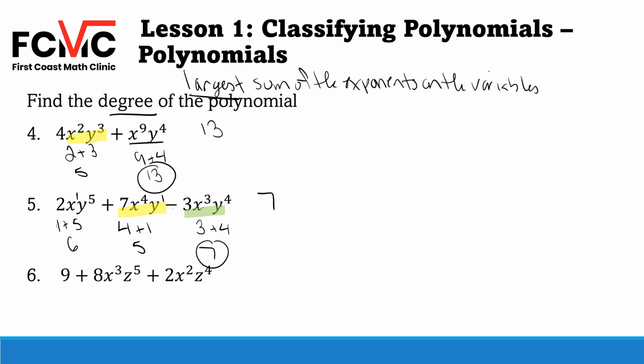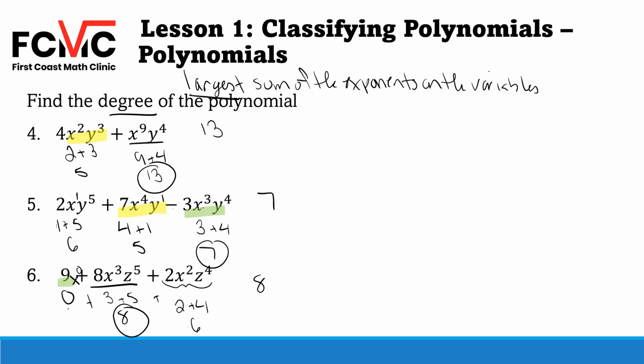And then for number 6, we've got just 9 here, so what would our variable be if I put my variable in? That's just going to be x to the 0 power. For the next set, 8x to the 3rd, z to the 5th, so it's going to be 3 plus 5, which is 8. And then for the last one, 2x to the 2nd, z to the 4th, it's going to be 2 plus 4, which is 6. So I've got 0, 8, and 6. Largest sum is going to be 8, so my degree is going to be 8.